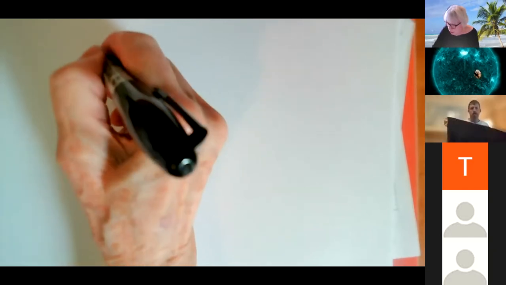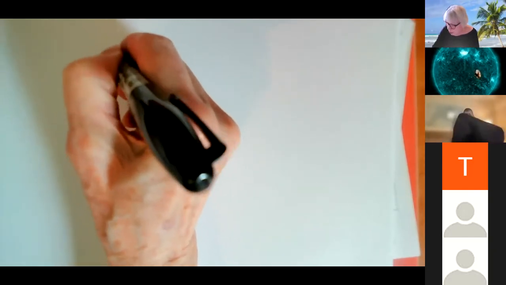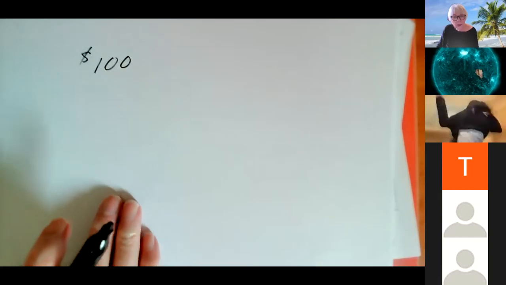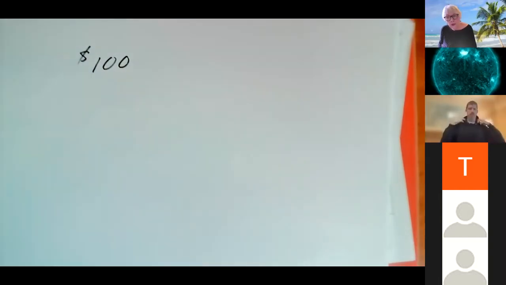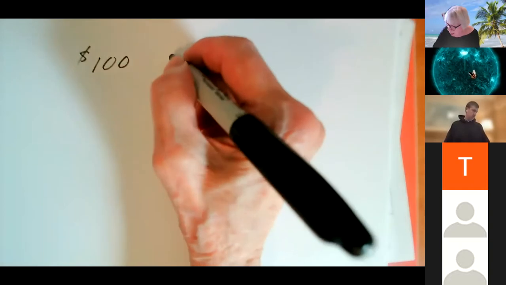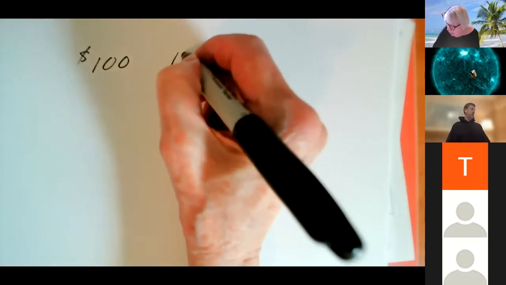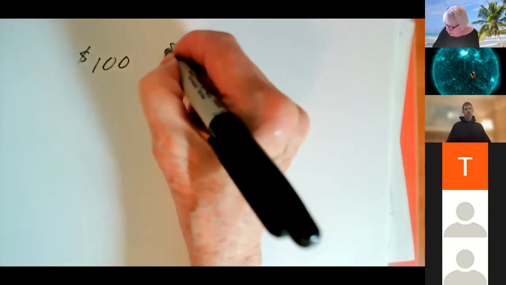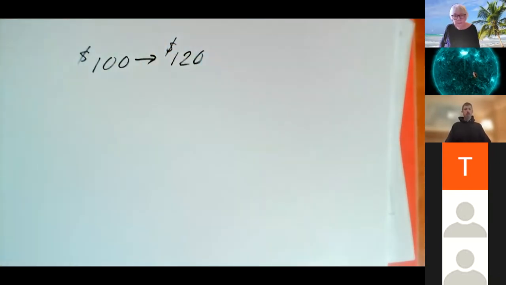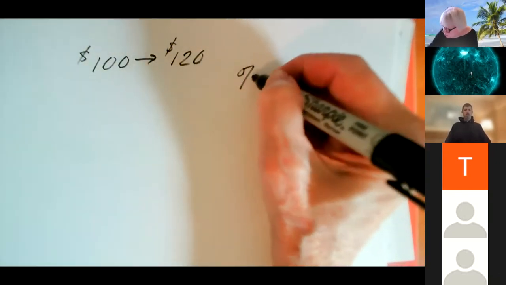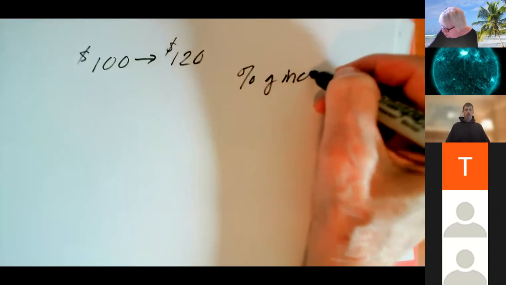Here's how I want to explain increase. If something normally cost $100, and you go to the store and normally you would have spent $100, but instead the price has gone up. So let's say the price is now $120. What's the percent of increase?